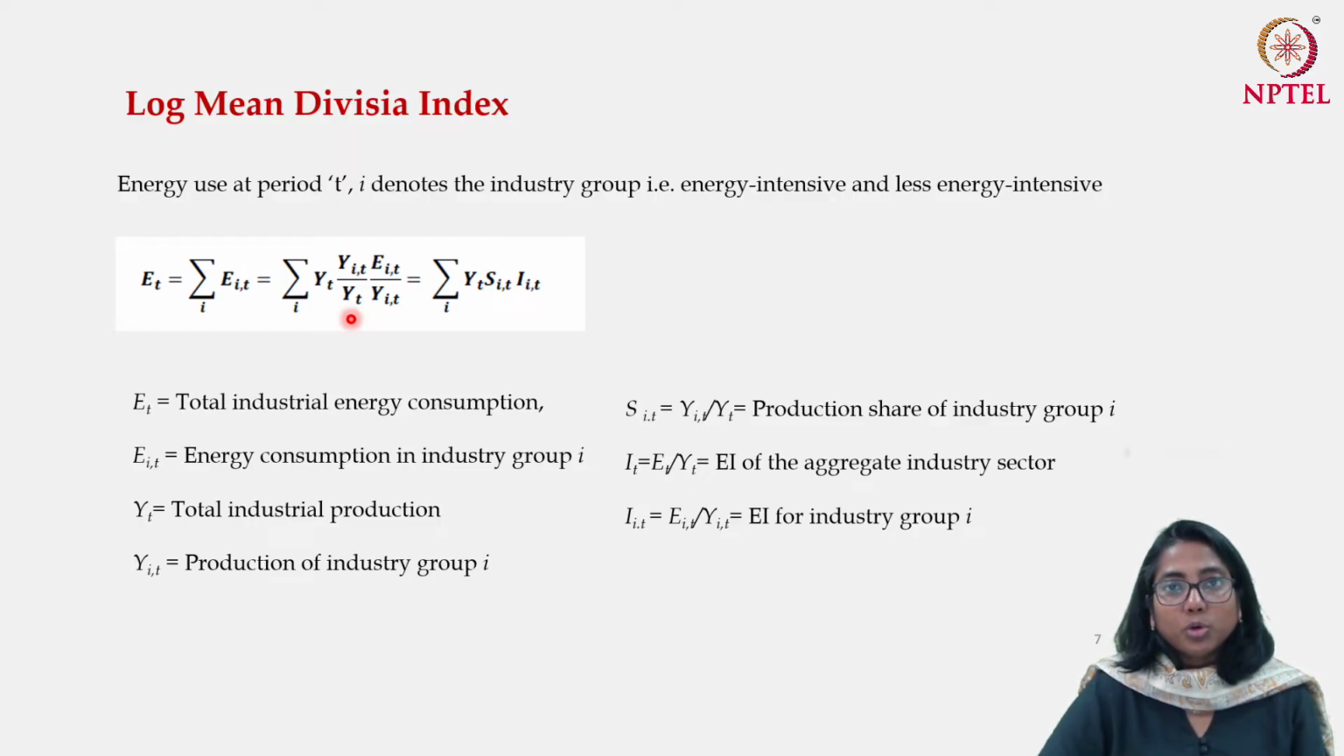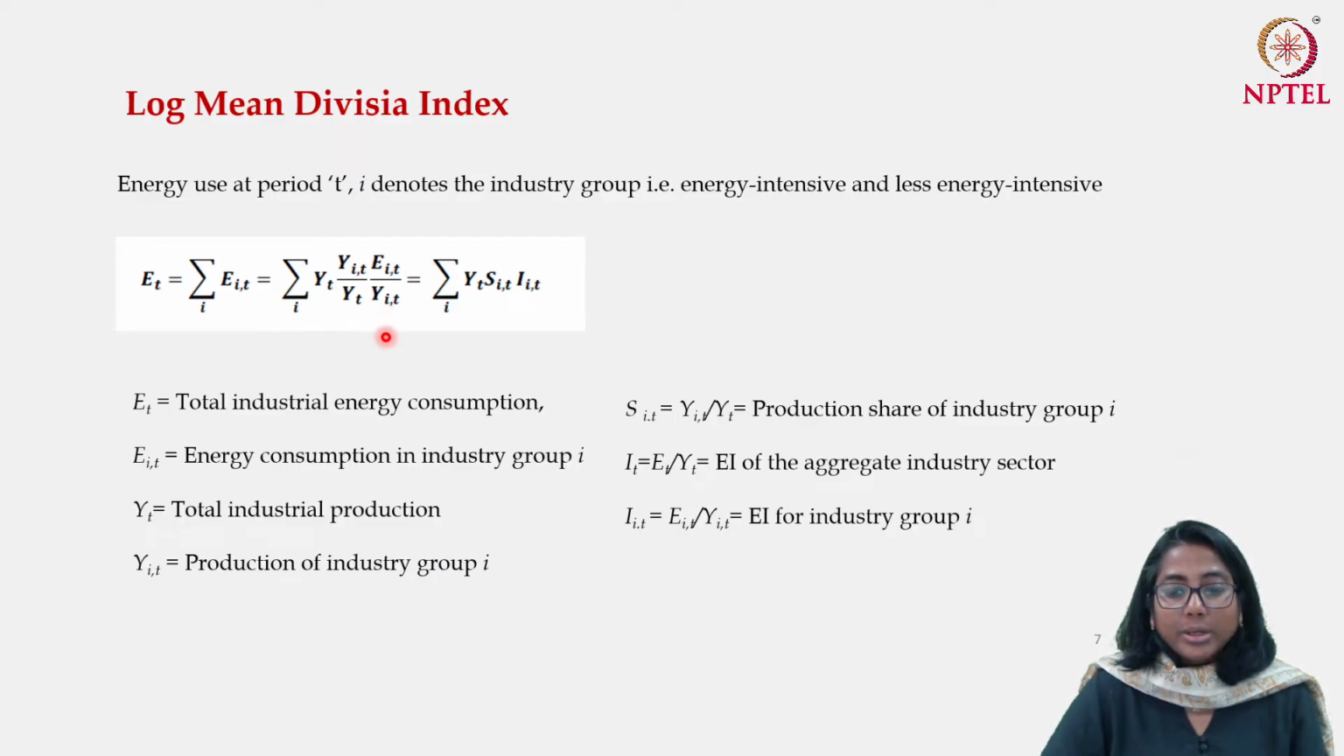So here we have two groups. One is energy intensive and the other is less energy intensive. So YIT by YT gives you the share of energy intensive industries and the share of less energy intensive industries. What is EIT divided by YIT? This is the energy consumption by the ith group divided by the production of the ith group. So you have the energy intensity of the ith group.